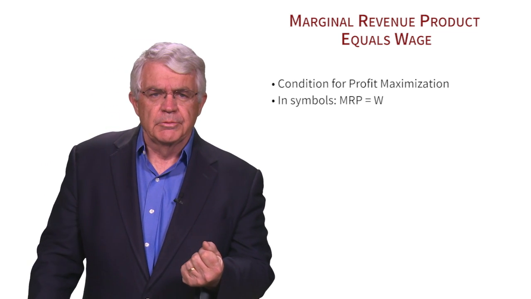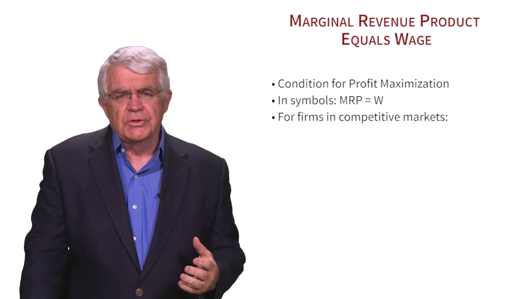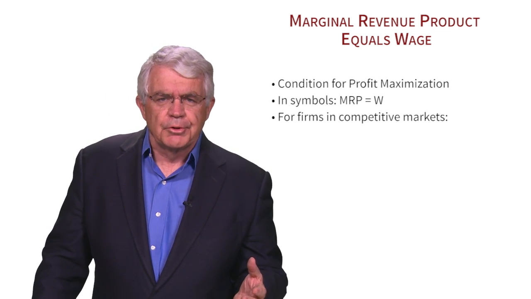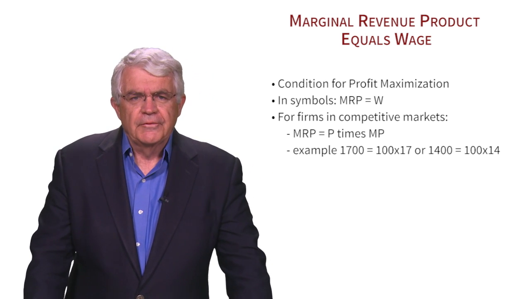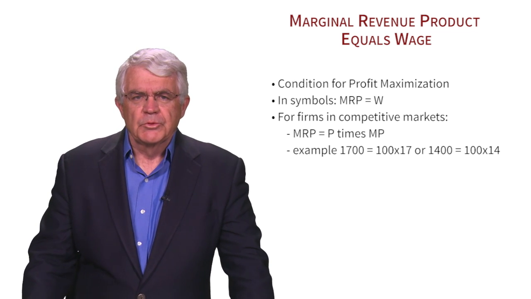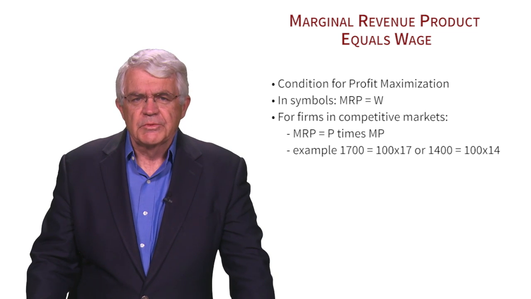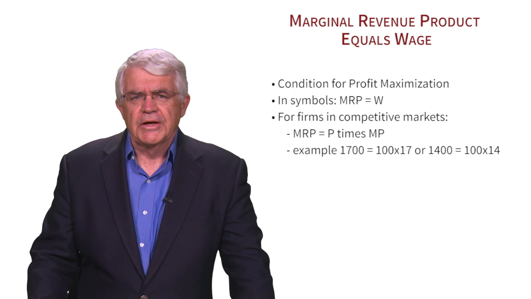It's also derived the labor demand curve. In addition, if the firms are in competitive markets, the marginal revenue product is simply the price times the marginal product. So you can think of the marginal revenue product, if it's 1,700, that's just 100 times 17. Or if it's 1,400, it's 14 times 100. So marginal revenue product is as indicated here, price times marginal product, and that's going to be a way for us to test whether this theory actually fits the facts or not.